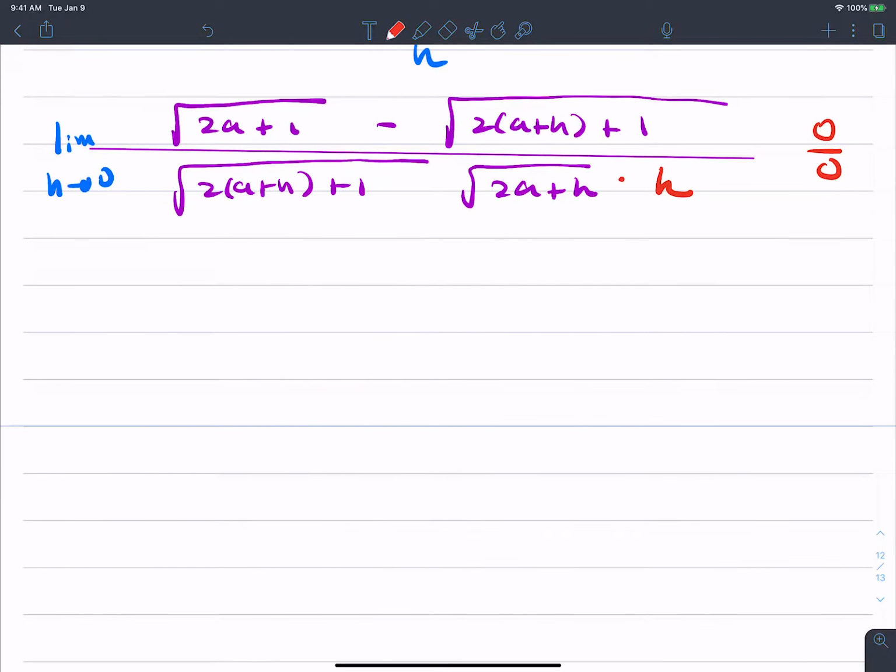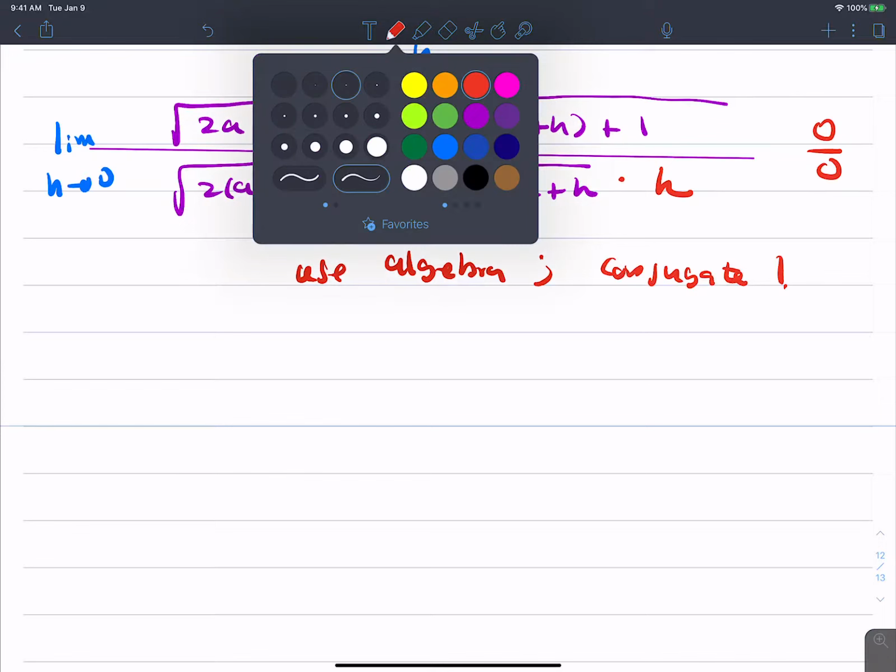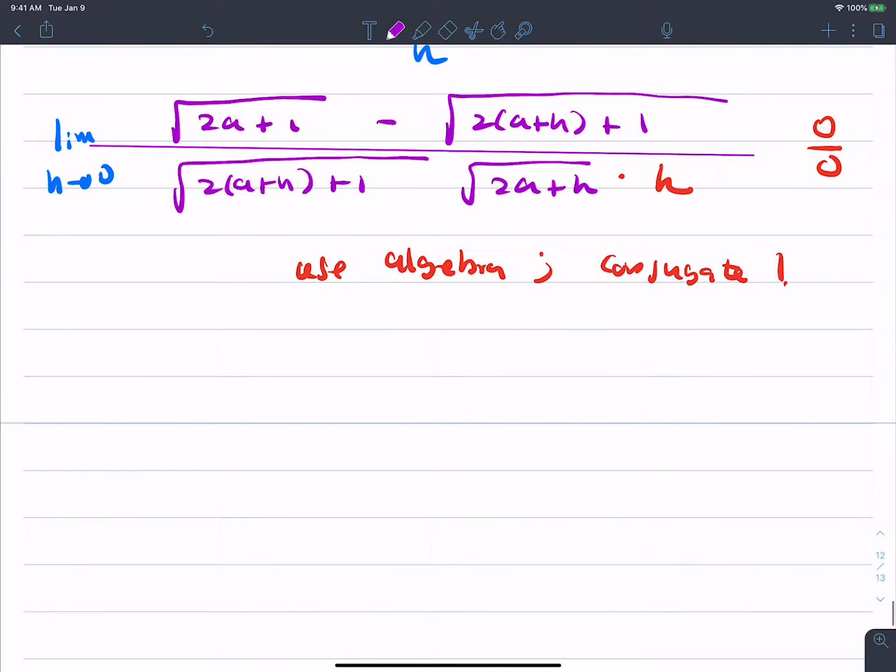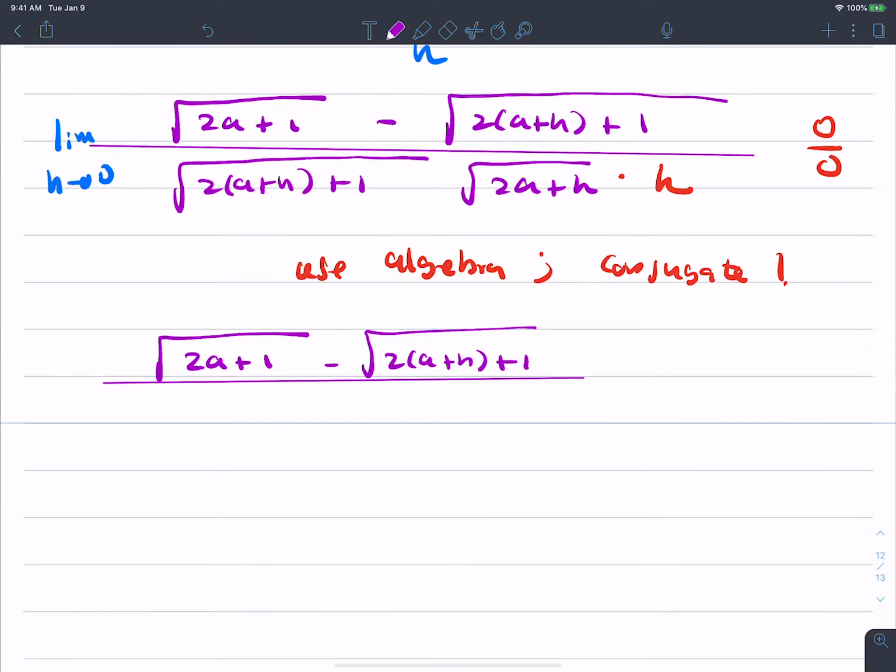Okay, so you say, what algebra do I use here? Use algebra, use the conjugate. So, okay, we are actually going to need to start to write smaller. Okay, so we have this already. This is what we have: the square root of a plus h plus 1, minus the square root of 2a plus 1. And that's not h, that's 1.